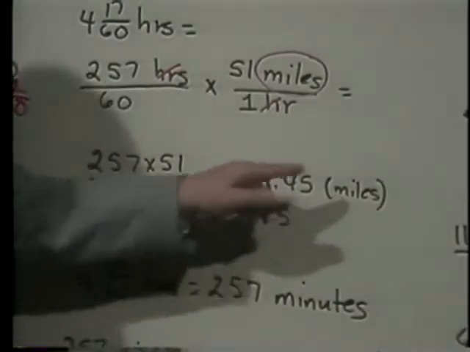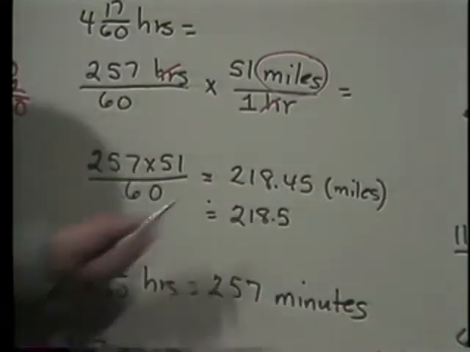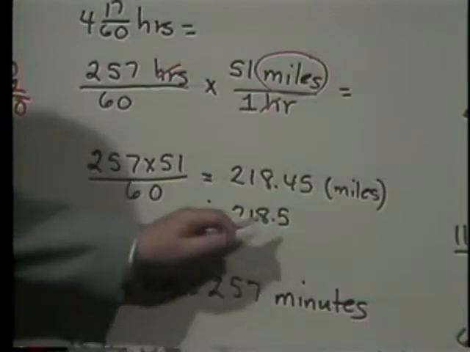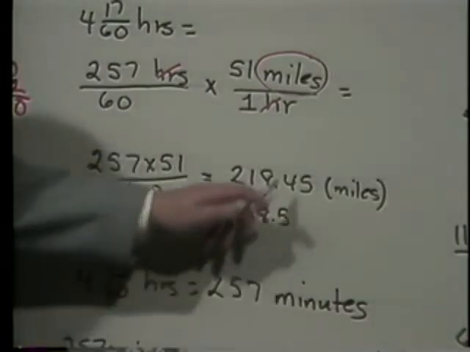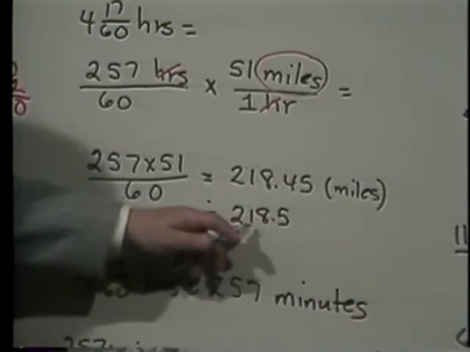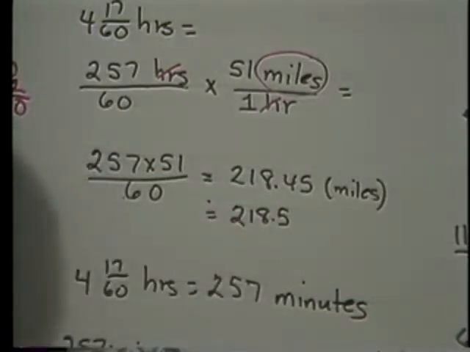I've seen people put down hours here. I've seen them put down dollars. The answer is what? 218.45 miles, rounded off to the nearest tenth. Well, you could drop the 5 here, or you could add it on. Either 218.4 or 218.5 miles would be acceptable answers here.